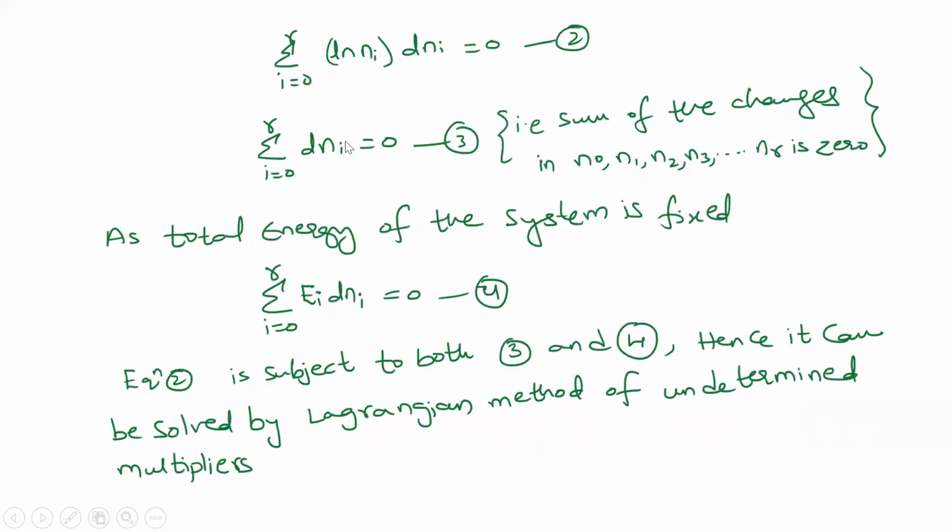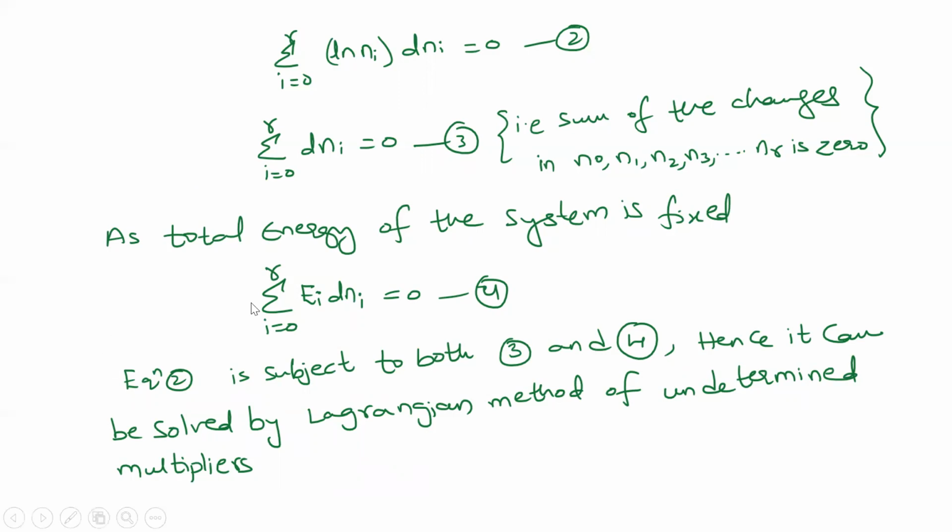The third condition is different. It is based on the system. That is, the sum of the changes in n0, n1, n2, n3, and so on up to nR is 0. That is, if at a particular energy level some particles are decreased, those particles will be allotted to other energy levels, because the total number of particles is constant. This condition we got from this.